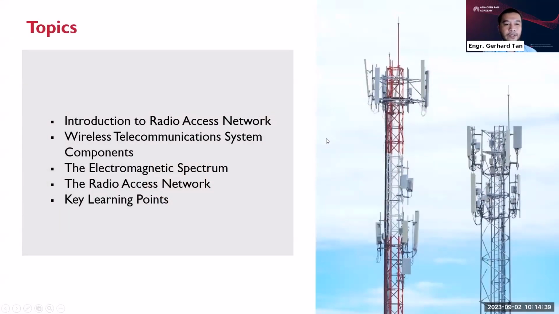So this morning we're going to undertake the introduction of a radio access network, the wireless telecommunication system component. What are the different network elements? And also the electromagnetic spectrum. So we'll review the components of this electromagnetic spectrum and understand those belonging to the ionizing element and the non-ionizing element. Likewise, we're going to have a deep dive on the radio access network itself and some learning key points.